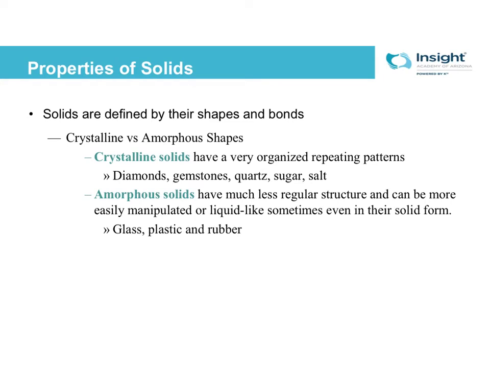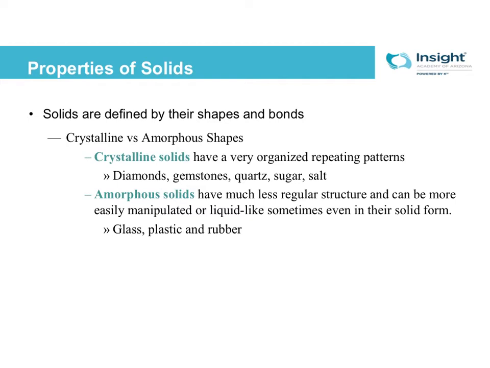Some characteristics of solids in general: there are two major ways of classifying solids. We've got crystalline solids that have very organized repeating patterns, and we'll talk about what these look like in a little more detail. Examples are diamonds, gemstones, quartz, sugar, salt. They have very defined structures and patterns to how their molecules line up. And then you have amorphous solids, which have a much less regular structure, and you can almost think of them as frozen liquids.